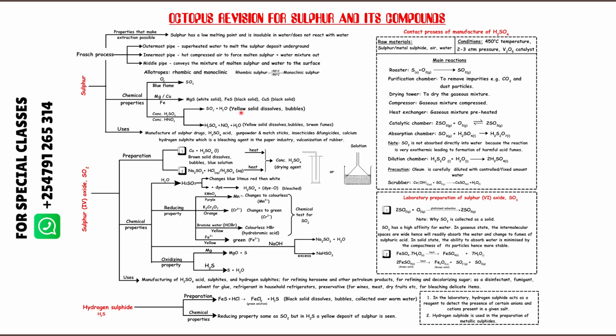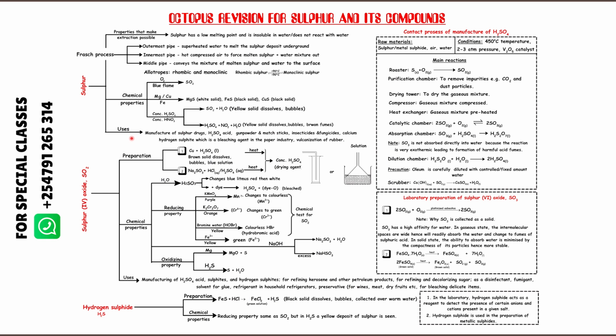Then you're going to say the yellow solid dissolves because sulfur is yellow. Then there are bubbles of a gas. The gas is sulfur 4 oxide. With the nitric 5 acid, we are going to get sulfuric 6 acid plus nitrogen 4 oxide plus water. Then what are the observations when you add concentrated nitric 5 acid into sulfur? The yellow solid dissolves. There are bubbles of a brown gas.